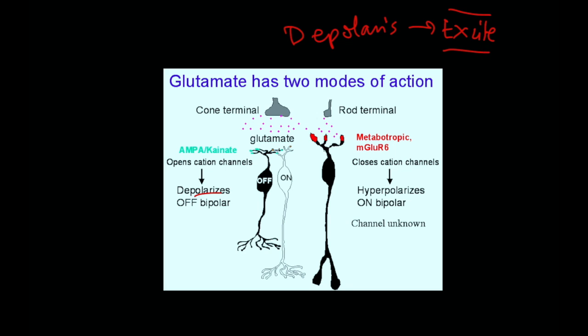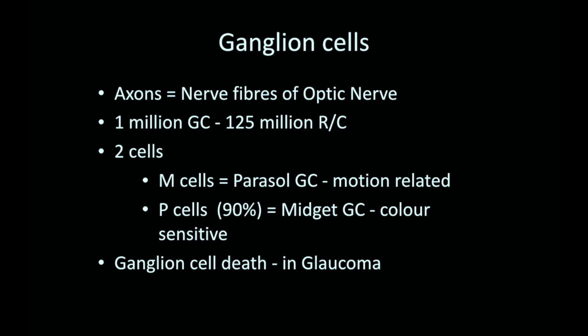But here, as far as your photoreceptors as well as your bipolar cells are concerned, hyperpolarization will switch on or will excite the bipolar cells. There are even more details with this, but to understand this is very, very important. Okay? So moving on to the next cell, there are ganglion cells.